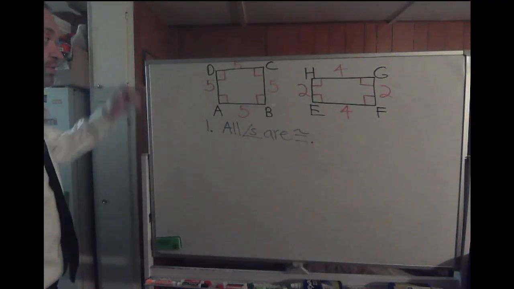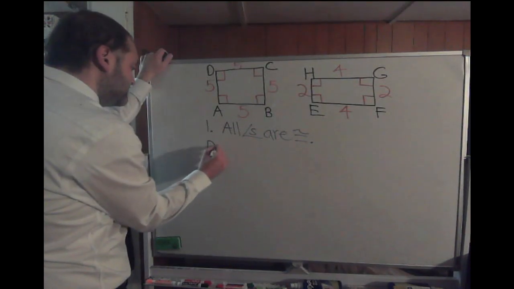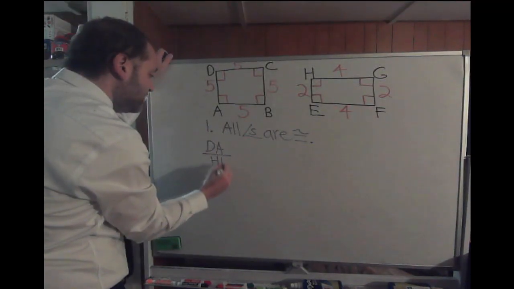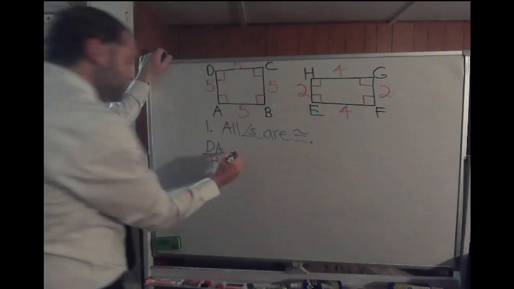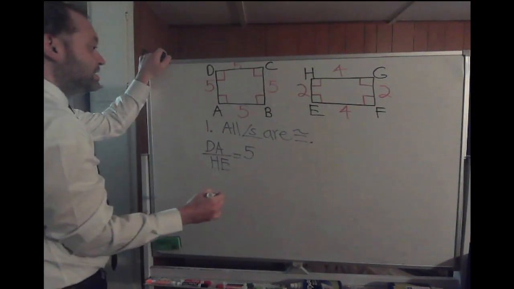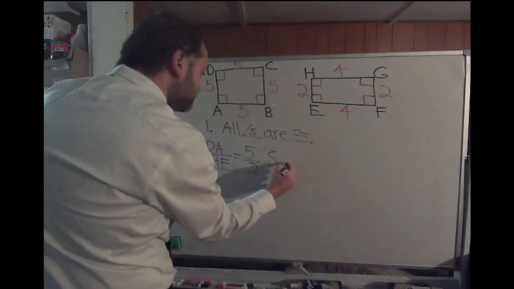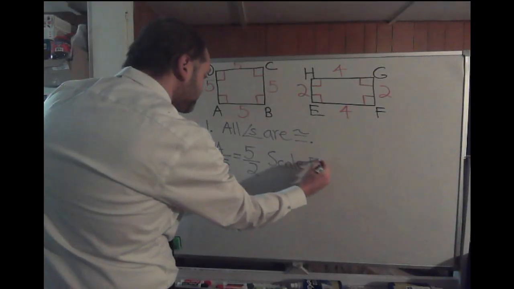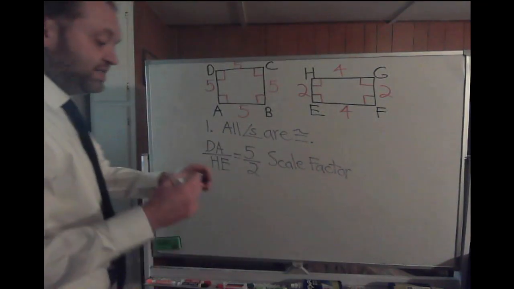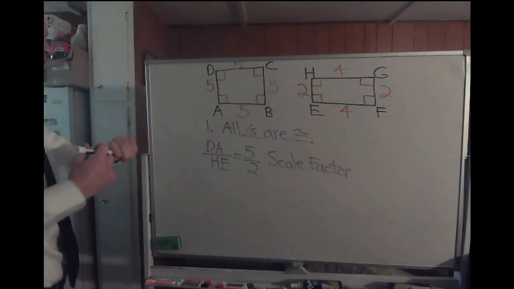So why don't we start with what we know here? Side DA. Let's take side DA to side HE. Those would be corresponding parts of the quadrilaterals. Side DA has a length of 5. Side HE has a length of 2, which would give you your scale factor of 5 to 2. So if you take the ratio of the other sides, in order for those to be similar, you should get the scale factor 5 to 2 for every single one of them.